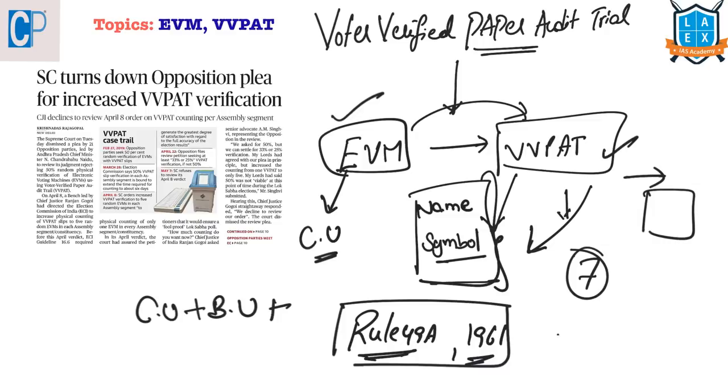Then where was this VVPAT first used? This was first used in a by-election in Nagaland in 2013. Then what is the method for counting these VVPAT slips?